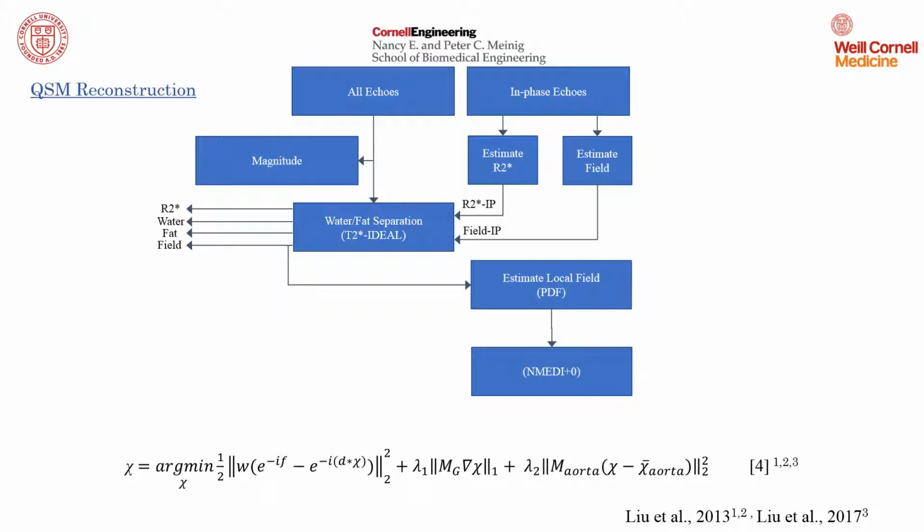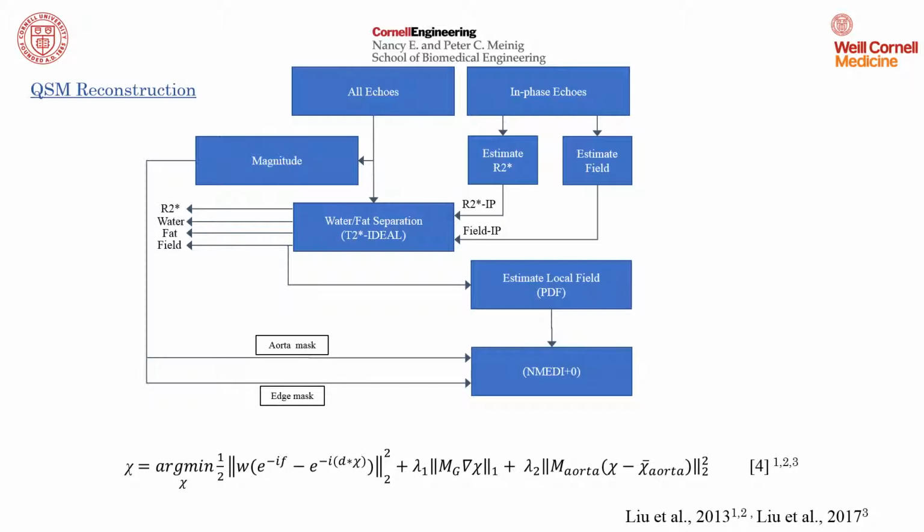Note that we calculate magnitude images from all echoes, and from the magnitude images we calculate the edge mask, which is used in the L1 term here as Mg in equation 4. And finally, from the magnitude images, as discussed earlier, we calculate the aorta mask. That is another input into nonlinear MEDI plus 0, and essentially that's the aorta mask, which is M aorta. You can see the third term in equation 4.